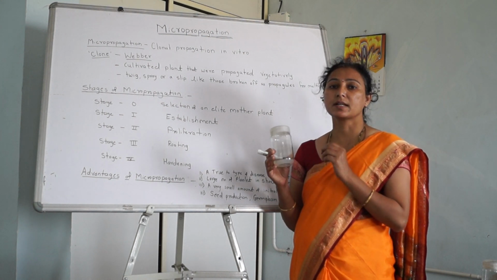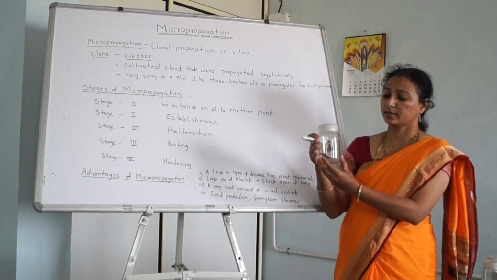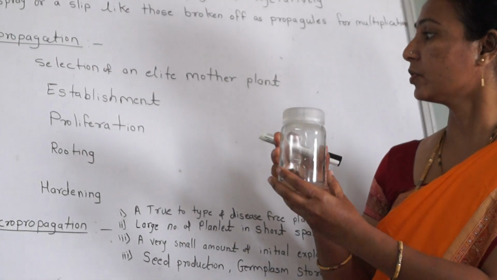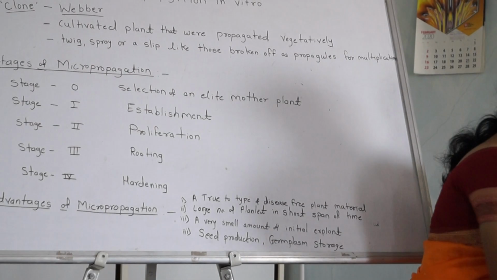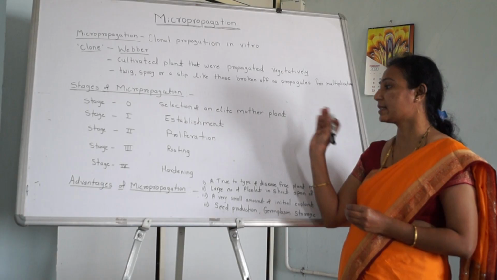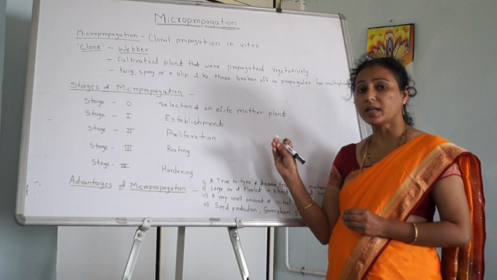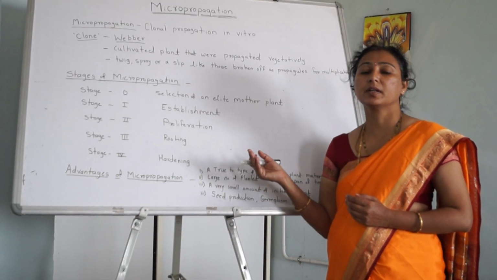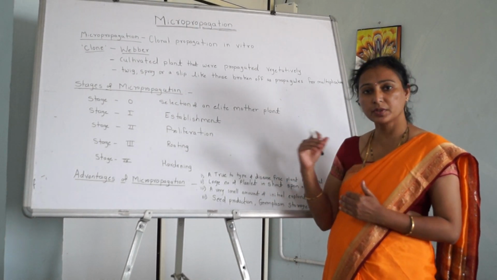The explant is either a shoot bud or a shoot tip. You can see here, this is the shoot bud and shoot tip. So in the first stage we take an explant, surface sterilize it, and put it on a nutrient medium under aseptic condition for establishment. In the second stage, that particular shoot tip is transferred into the shoot multiplication medium or proliferation medium, where we use auxin and cytokinin hormones for shoot initiation.